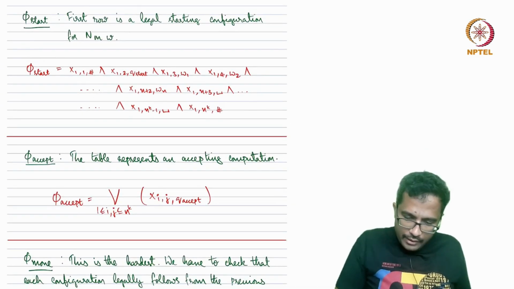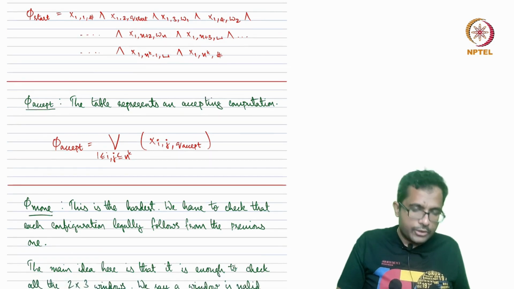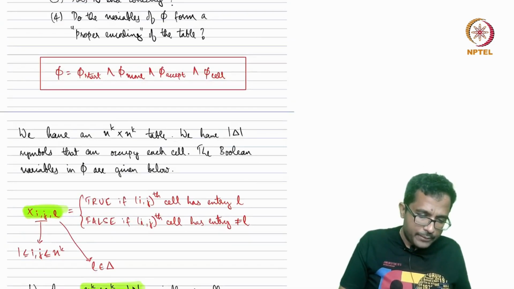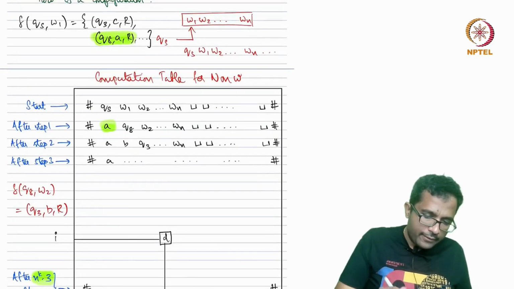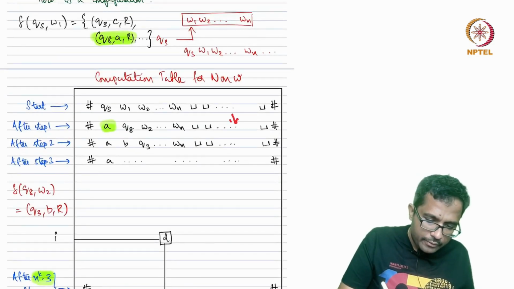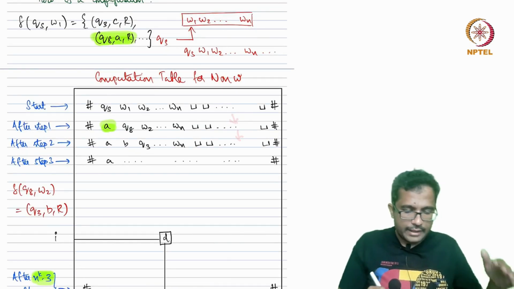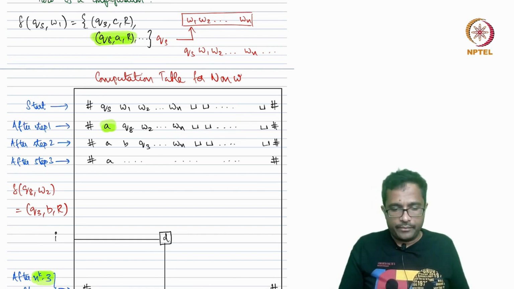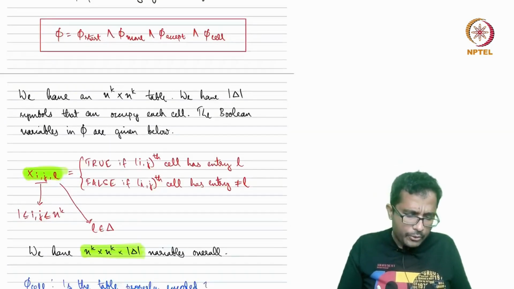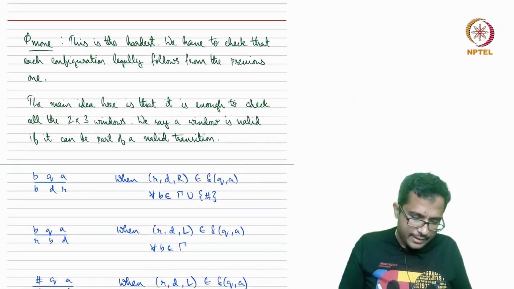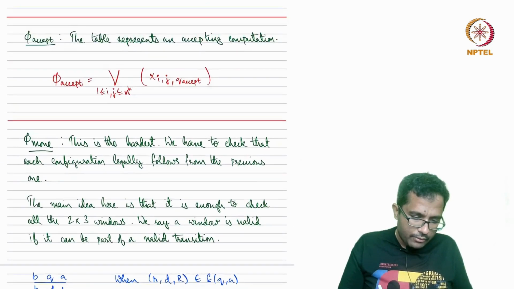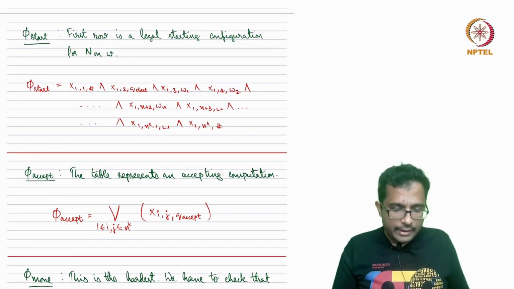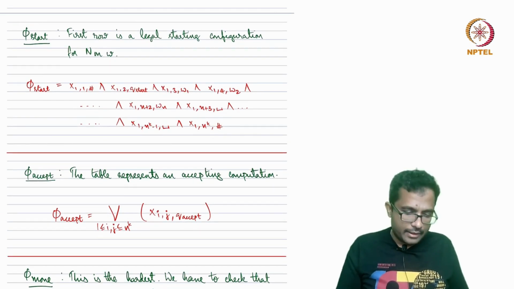Right, and the next thing that is to be shown is phi move. So here phi move has to capture that each row is a valid successor of the previous row. So second row is a valid successor of first row, third row is a valid successor of second row, and so on. And this will be slightly more involved. And since this is kind of a lengthy proof, I thought we will break at this point and resume the rest of the proof in the next lecture, right?